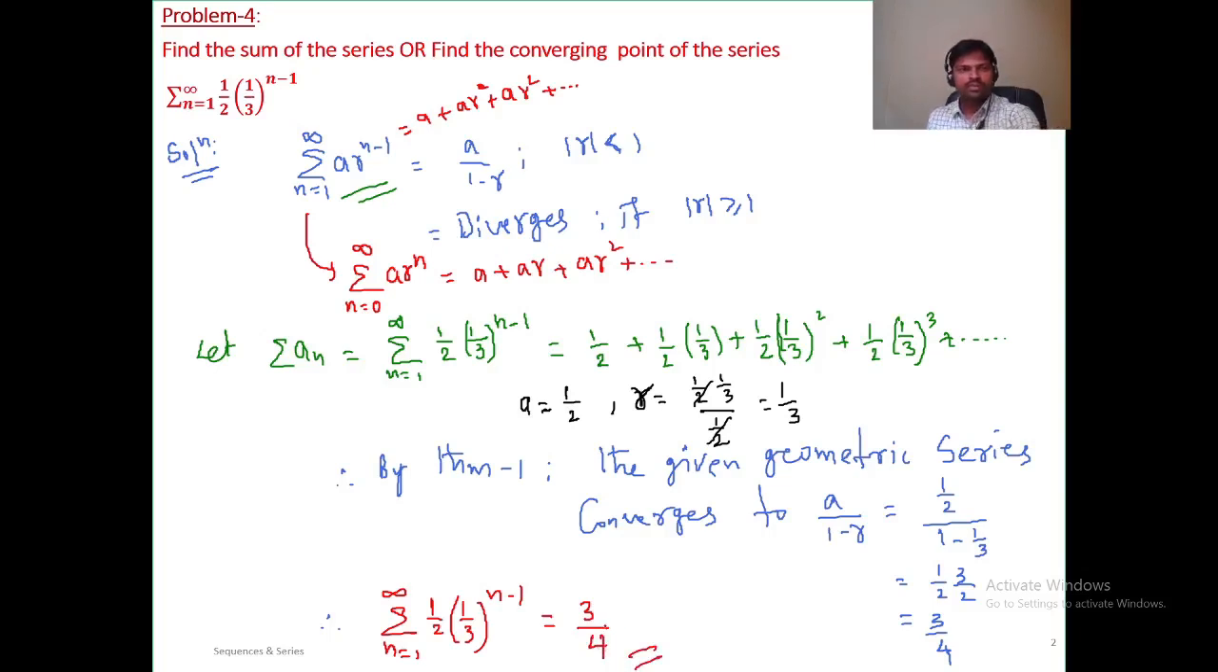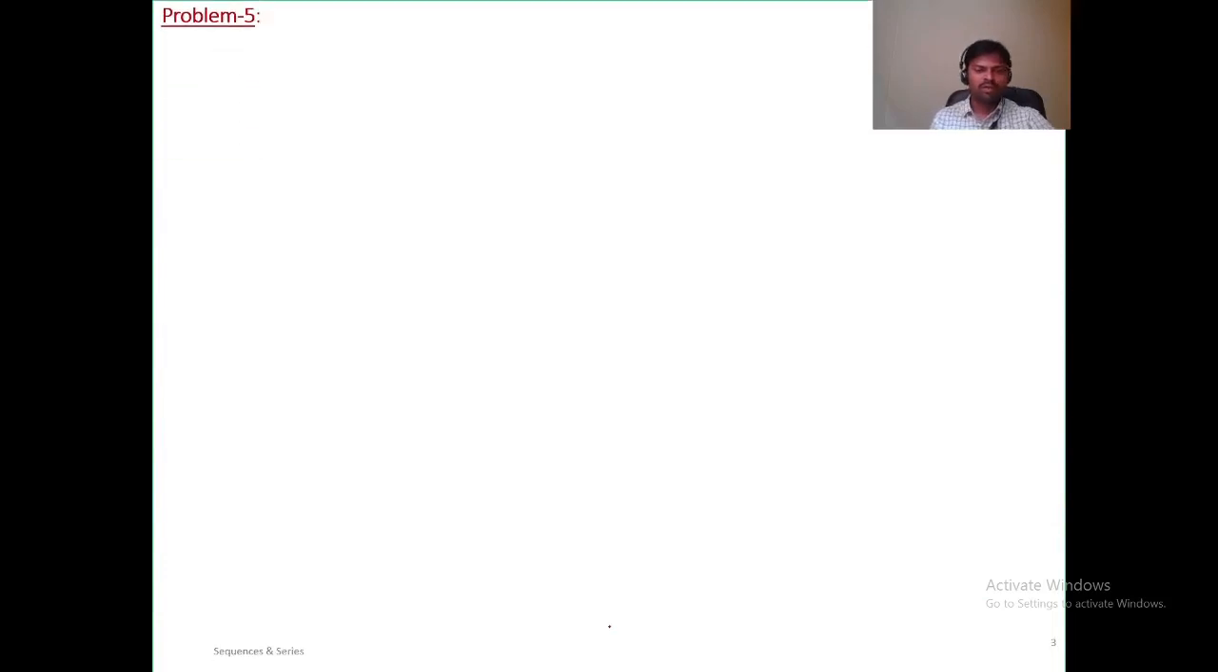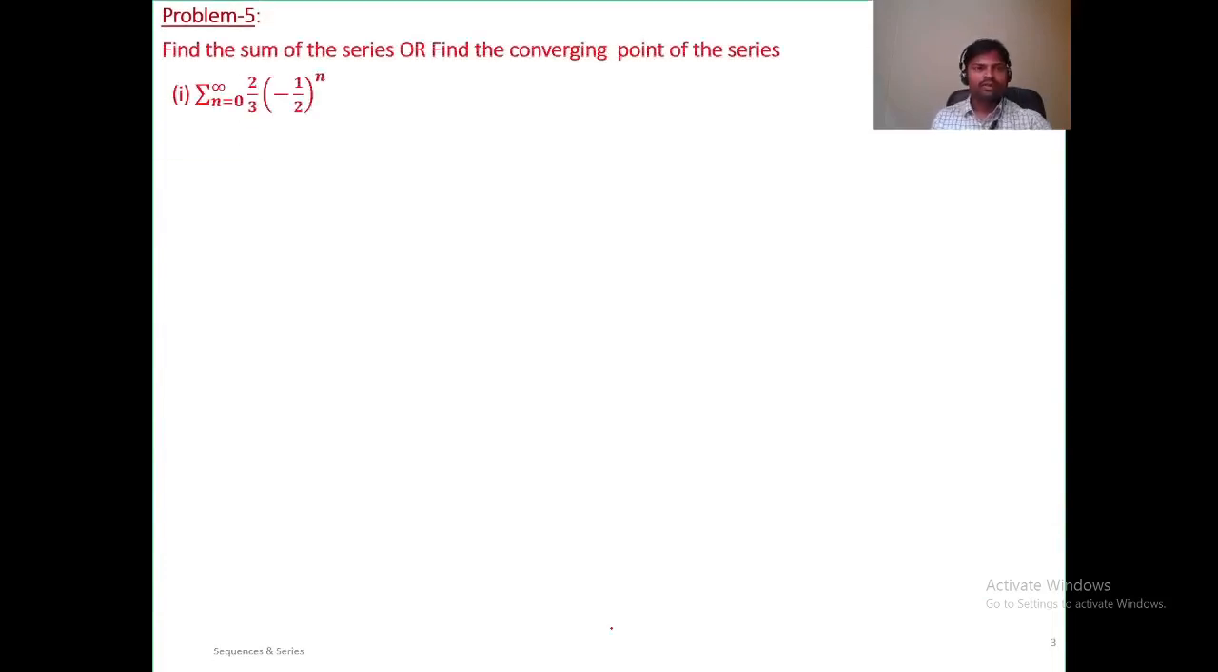Okay, next one, continuation, problem number 5. Find the sum of the series, or find the converging point of the series. Again, let us decide first whether it is a geometric series or not. If it is a geometric series, then only you can apply the formula. So first, let us call the given series Bn: the series 2/3 into minus 1 by 2 whole raised to n.